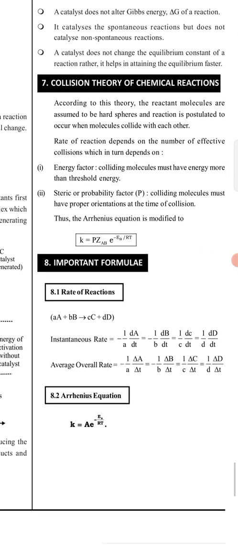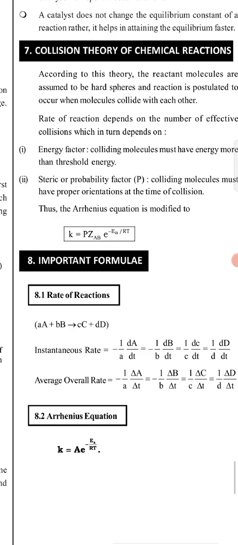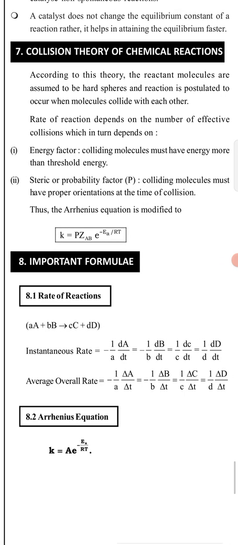Okay, and the equation given in the box is k equals p ZAB e to the power minus EA by RT. This is just the modified form of the Arrhenius equation. By the Arrhenius equation, we know k equals A e to the power minus EA by RT. Here A is replaced by p ZAB. P is the probability factor, okay, and ZAB equals half of sigma A plus sigma B, the average collision diameter of A and B.